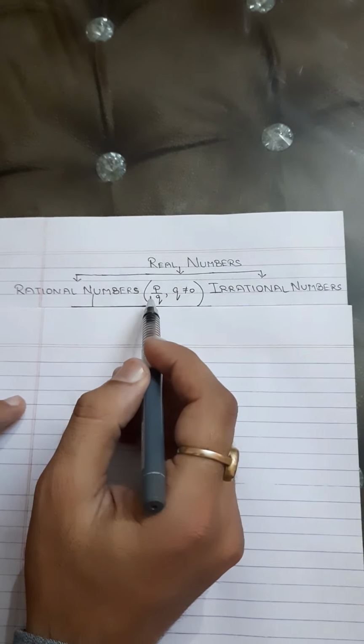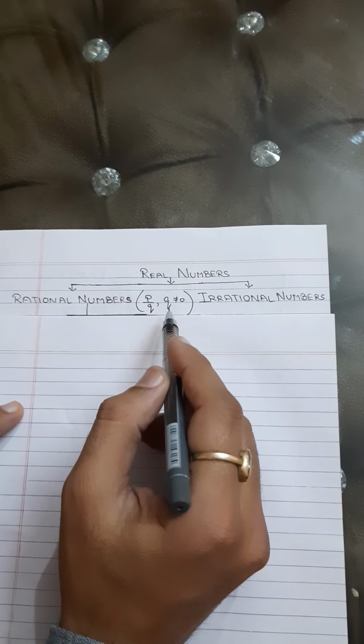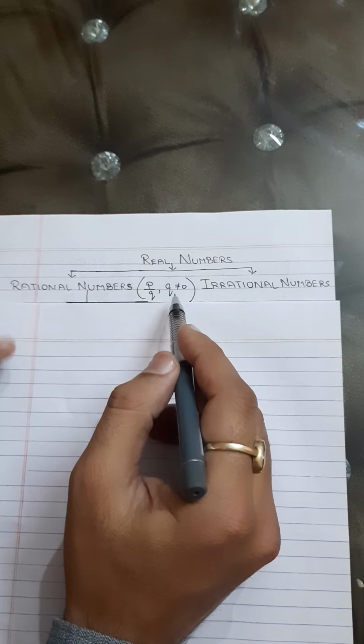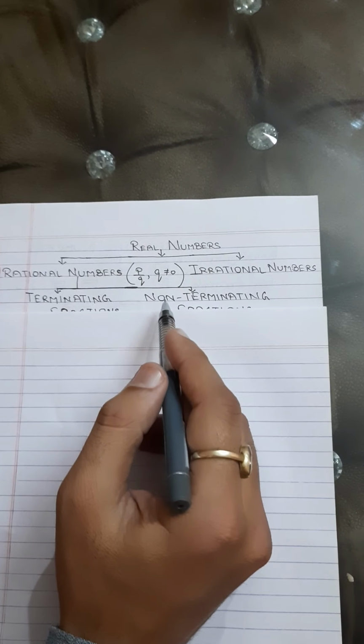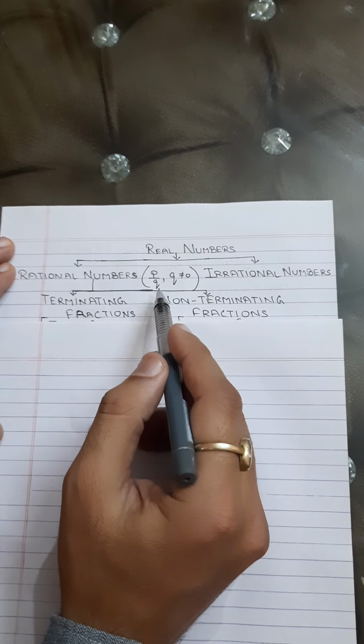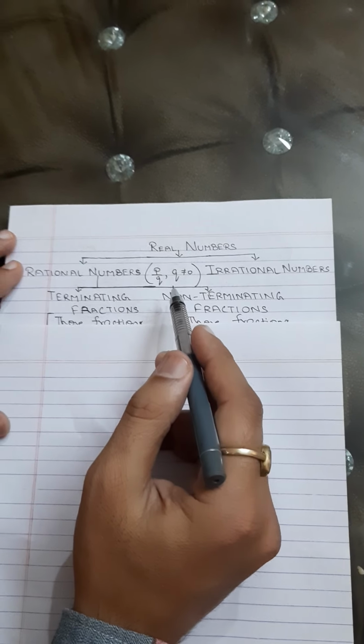Rational numbers are those numbers that can be expressed in the form of p upon q, where q is not equal to 0. It means any number that can be expressed in the form of p upon q, like 2 upon 3, 4 upon 5, and so on.